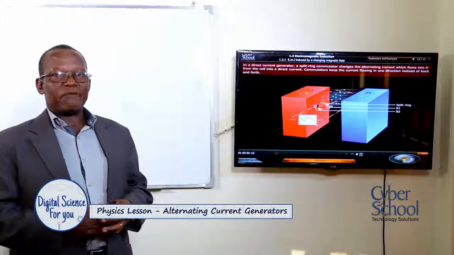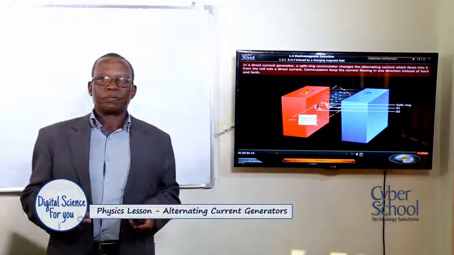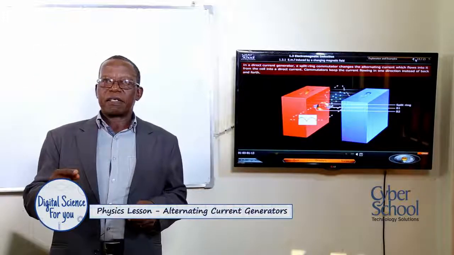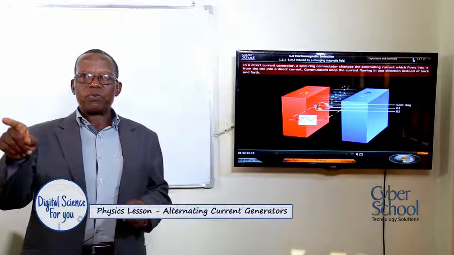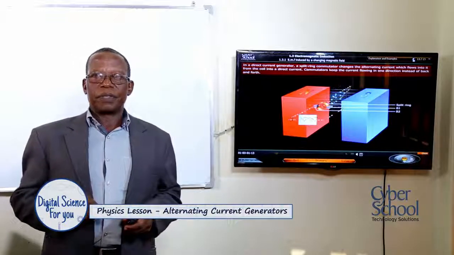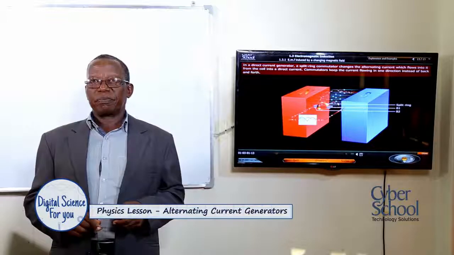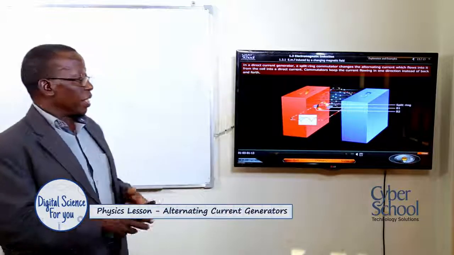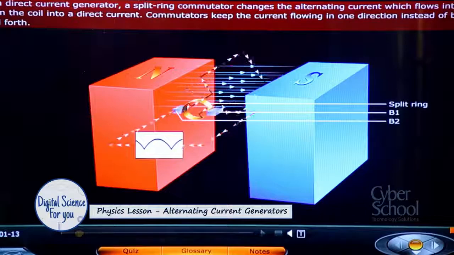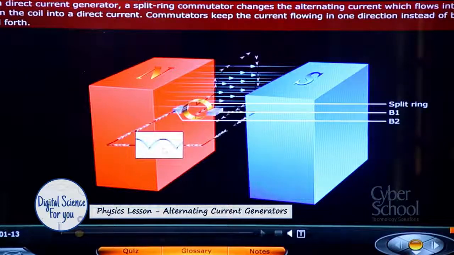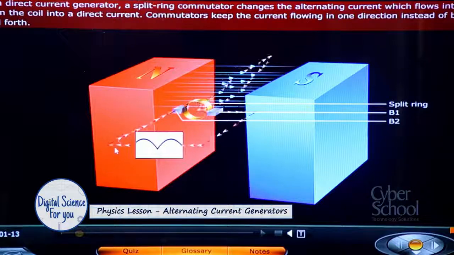Now the difference between these two is that the alternating current flows to and fro in a wire, whereas the direct current flows in only one direction. That is why you are seeing with this direct current, the lower bit is not there. We are only having the flow in one direction.